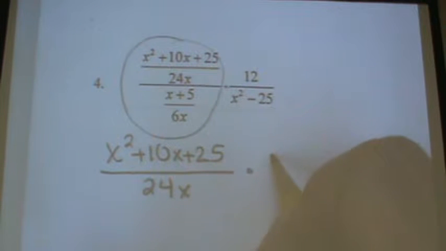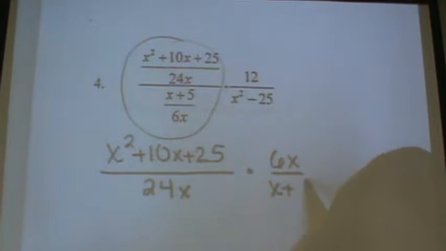You're gonna multiply by what? 6x over. Yeah, you have to flip. That's right.